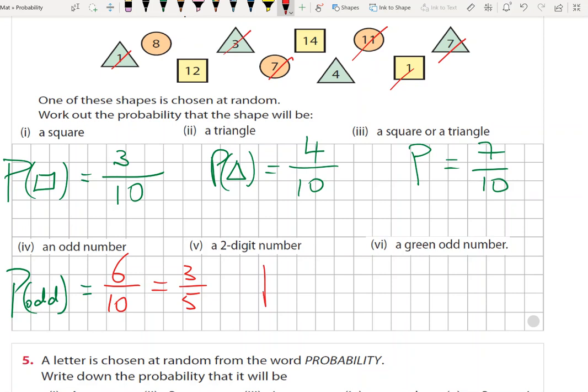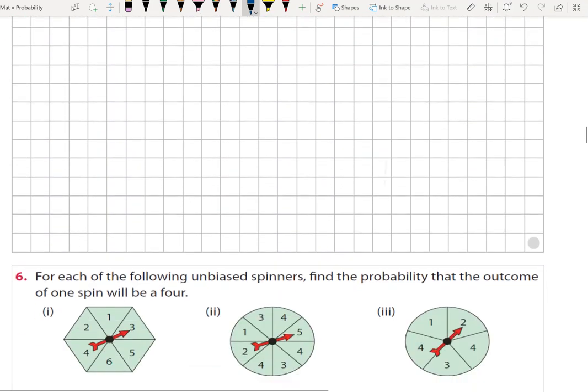Probability of a 2-digit number equals... okay, so we have to go count them. 12, 14, and 11. There's 3 of them over 14. 5 is for you for homework.